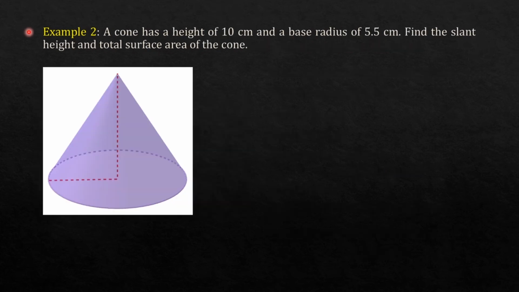Let's do example 2. A cone has a height of 10 centimeters and a base radius of 5.5 centimeters. Find the slant height and total surface area of the cone. We start by labeling the diagram with the height of 10 centimeters.